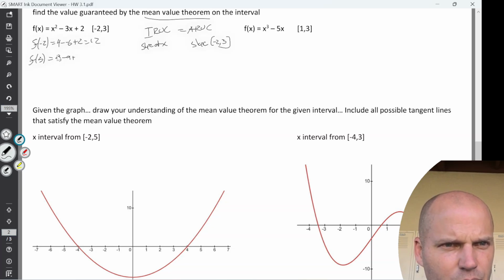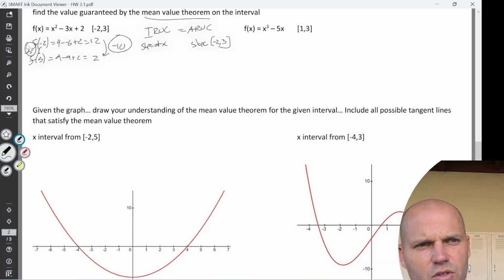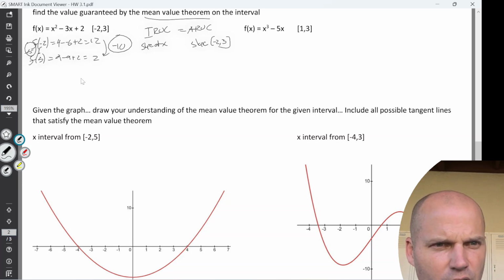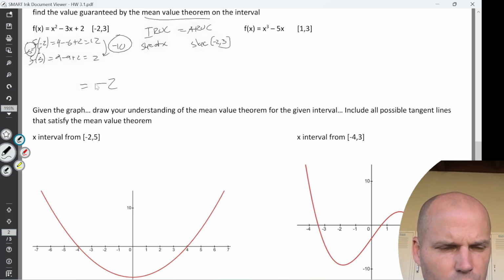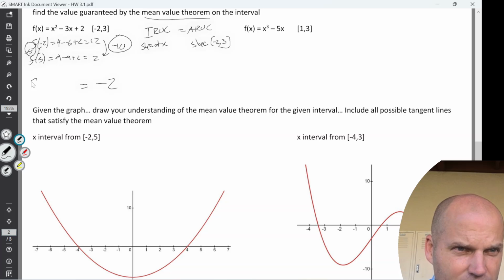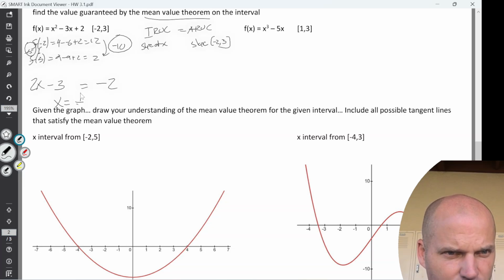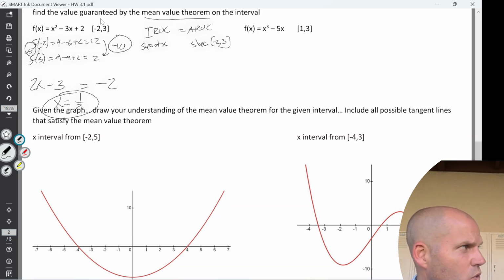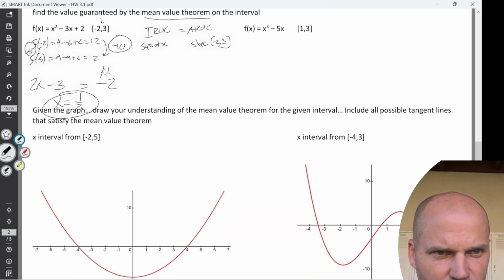We got 9 minus 9 plus 2, that's 2. 12 to 2 is a minus 10 change. Negative 2 to 3 is a plus 5 change. Slope, y2 over y1, x2 over x1, is negative 10 over 5. The average rate of change is negative 2. The slope at x is 2x minus 3. The x value is a half. Solve that equation. That x value is guaranteed. That x value is in between negative 2 and 3. Okay, cool. So we just do the average rate of change over your interval.